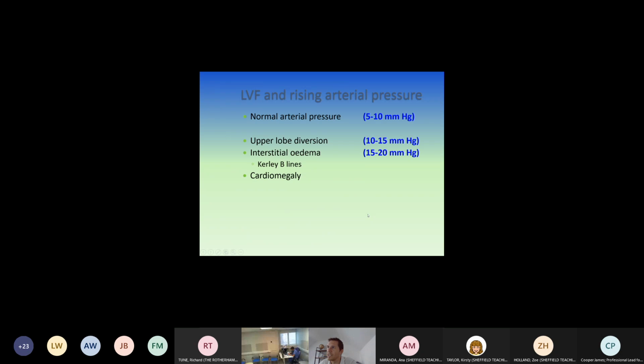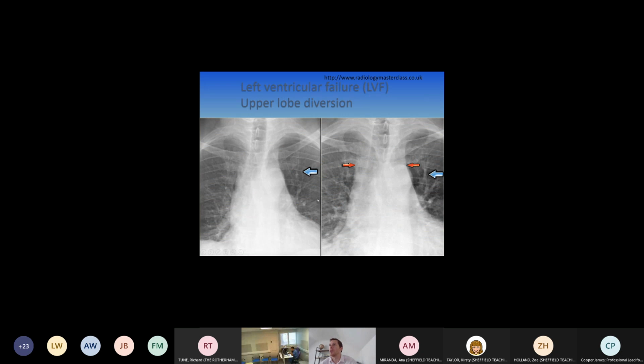As we get rising arterial pressure due to the heart failure, we get upper lobe diversion as the first stage. We get these Curly B lines and interstitial edema. Most patients won't have Curly B lines. I probably only see Curly B lines in 1 in every 20 heart failure cases. Cardiomegaly I see all the time. Pleural effusions I see very commonly, and alveolar edema or consolidation I see quite commonly as well. So we've already talked about upper lobe venous diversion, and we're looking at the diameter, the width of these upper lobe vessels.